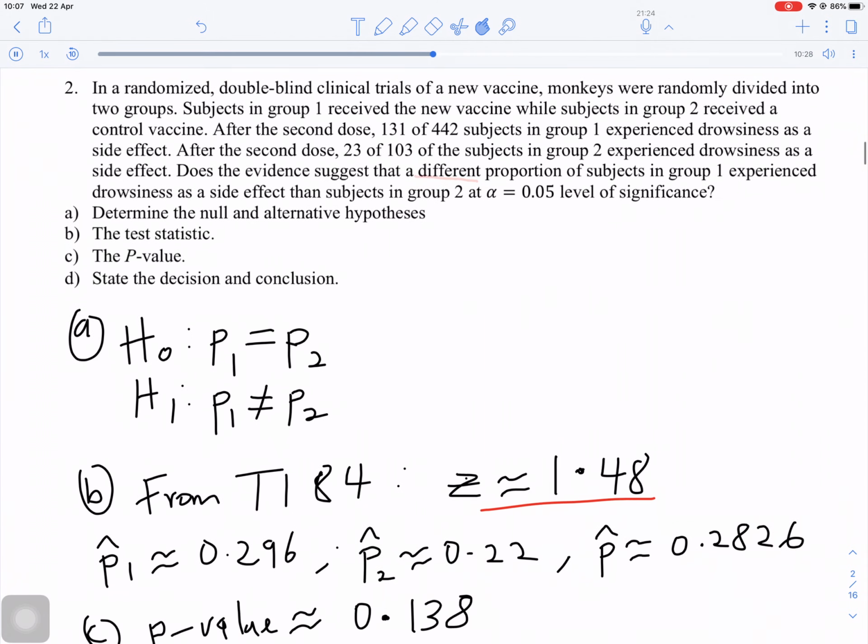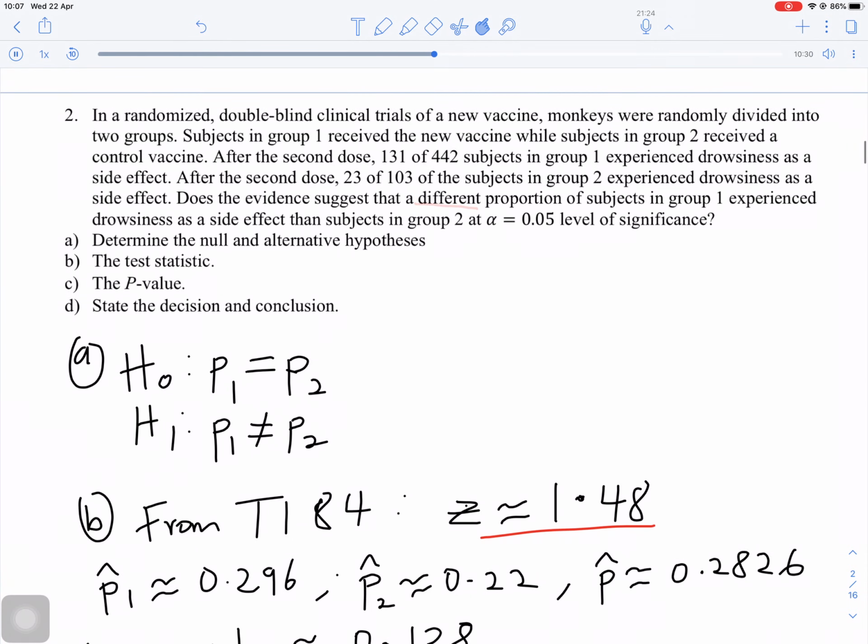It says, in a randomized double-blind clinical trial of a new vaccine, monkeys were randomly divided into two groups. Okay, so you have two groups, and then subjects in group 1 received a new vaccine, while subjects in group 2 received a control vaccine. So you have two separate groups consisting of different monkeys.